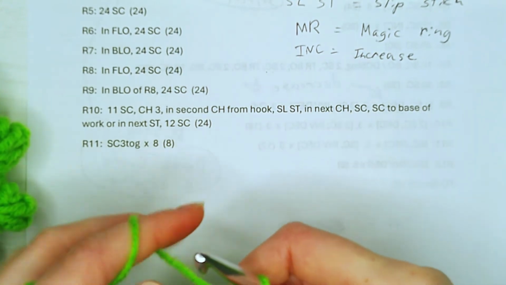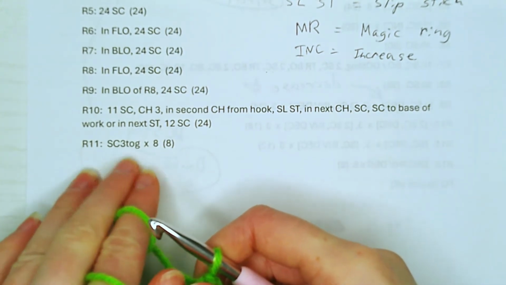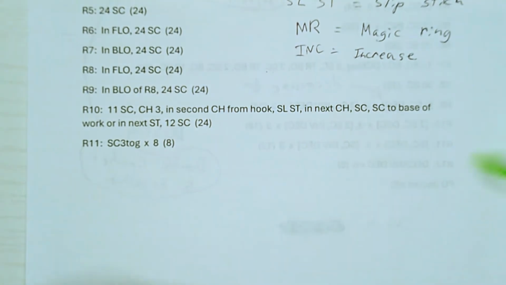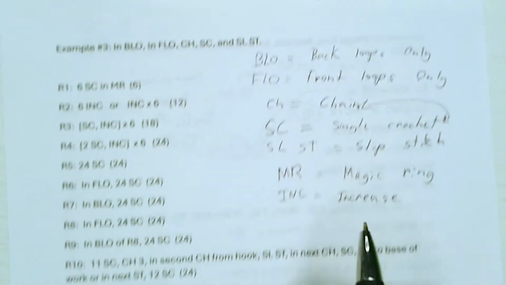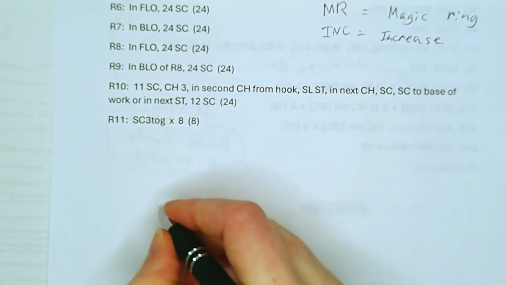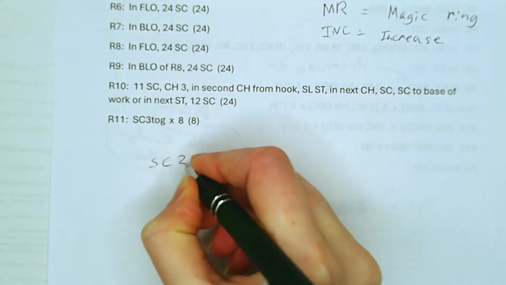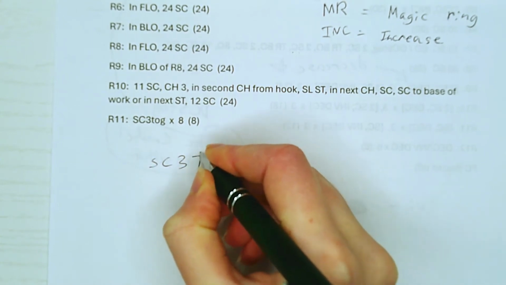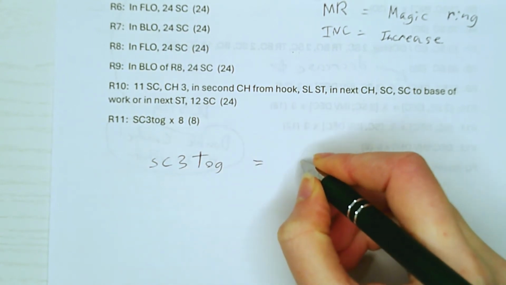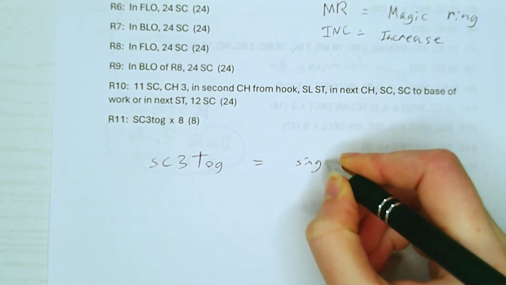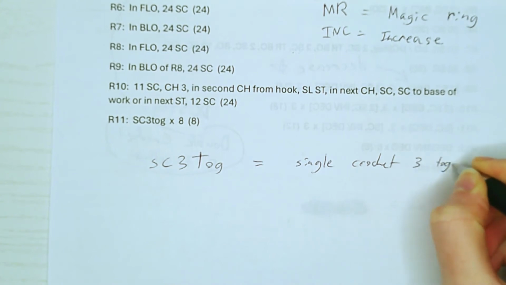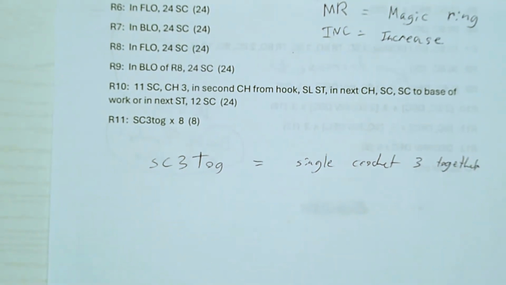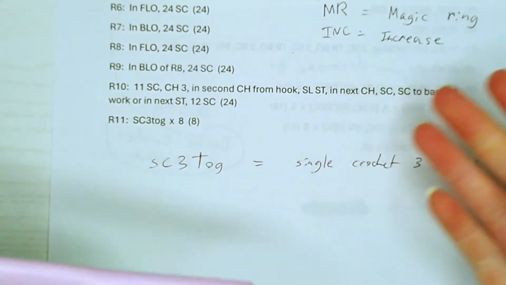So it says round 11, we are going to single crochet 3 tog. So this is another abbreviation that was not covered at the top. I forgot to mention it, obviously. So single crochet 3 tog, it's usually written like that. It's just equal to single crochet 3 together. So we're basically doing a single crochet 3, how do you say, decrease.